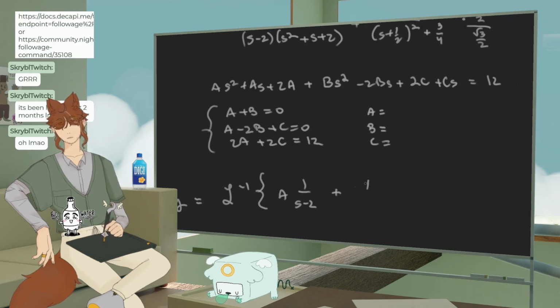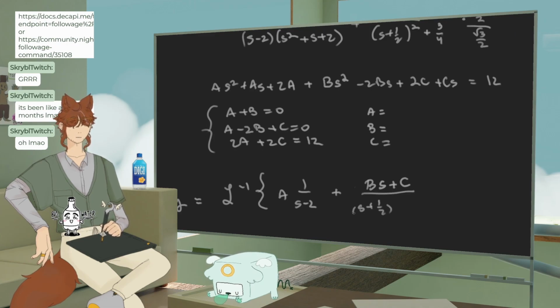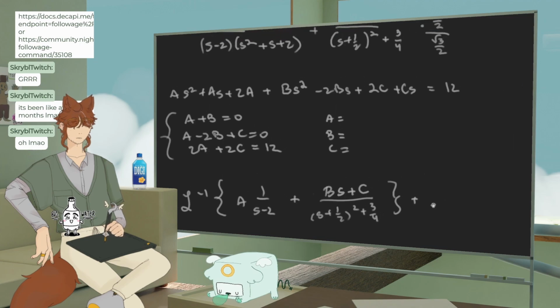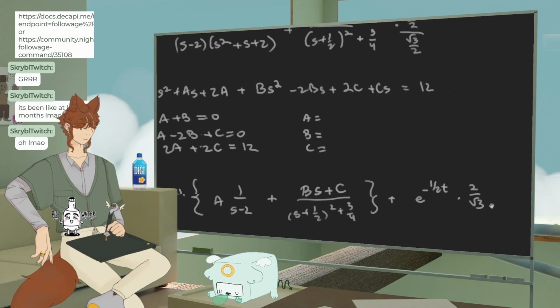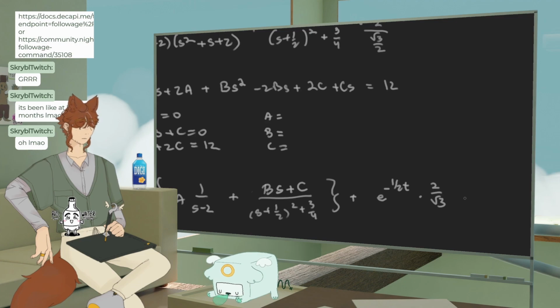Okay, fine, let's do this like properly. So it's gonna be bs plus c over, and I'm gonna do the same thing I did over there. So s plus 1/2 squared plus 3/4 plus, we'll just do this, plus, okay. So we have a shift of e to the negative 1/2 t. That's the first thing. And this is gonna be the times 2 over root 3. And then that one is gonna be sine t. Crazy. That's a fun guy. Like a mushroom, fun guy. Okay.